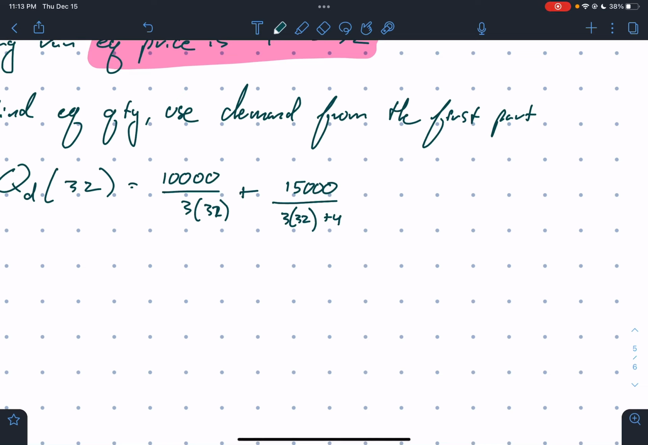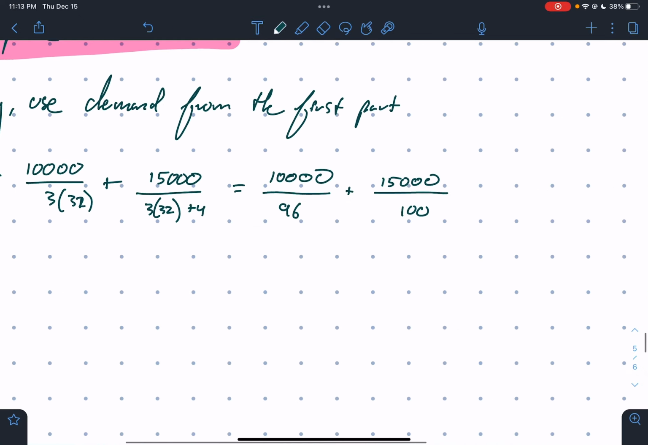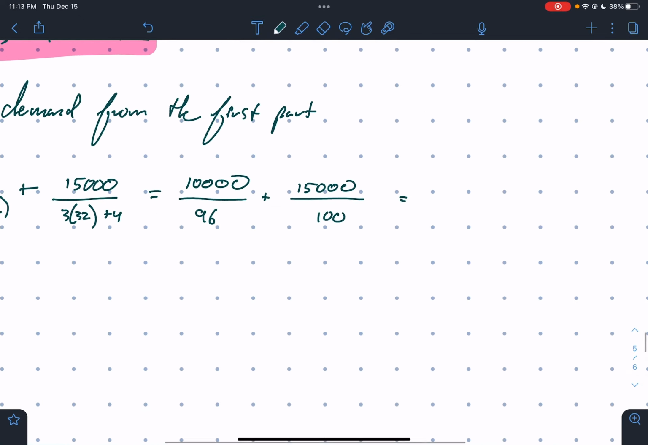Okay, so what I'll get here is 10,000 divided by 96 plus 15,000 divided by 96 plus 4, which is just 100. So, good old 10,000 over 96 plus 150. That feels good.